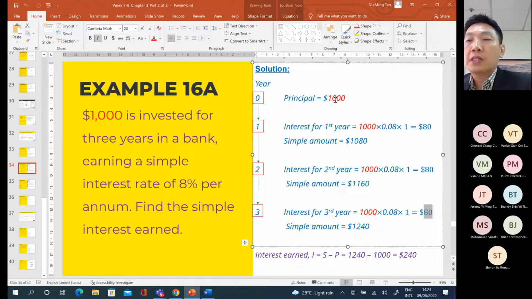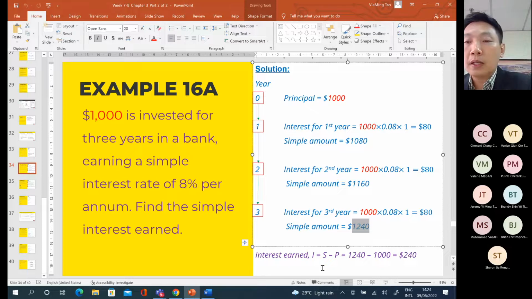Based on this interest earned in year 3, we can calculate the accumulated amount at the end of year 3, which is equal to 1160 plus $80. So you'll get 1240. This is the accumulated amount, or maturity value, at the end of year 3. Once we know the maturity value in year 3, we can calculate the interest earned throughout 3 years.